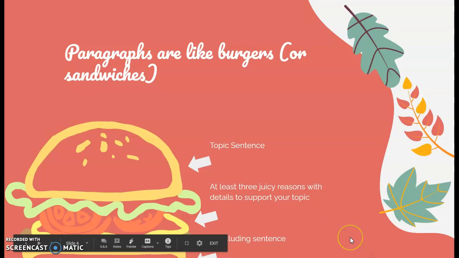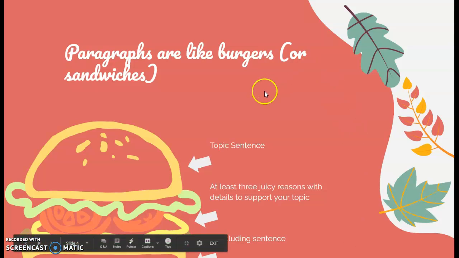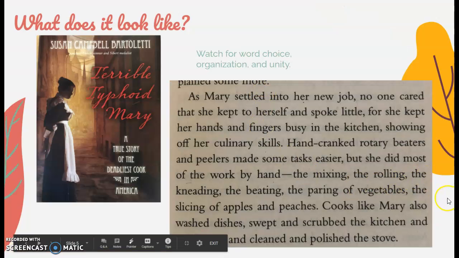The analogy we're going to be using today is that paragraphs are like burgers. If you don't like burgers and you want to switch it to sandwiches, that's cool with me. But with the burger, you have your topic sentence, that top bun, that introduces you to what you're about to eat. Then you have those 3 juicy reasons or details to support that topic. And then you have a concluding sentence that ties it up before you move on to the next thing. So what does that look like?